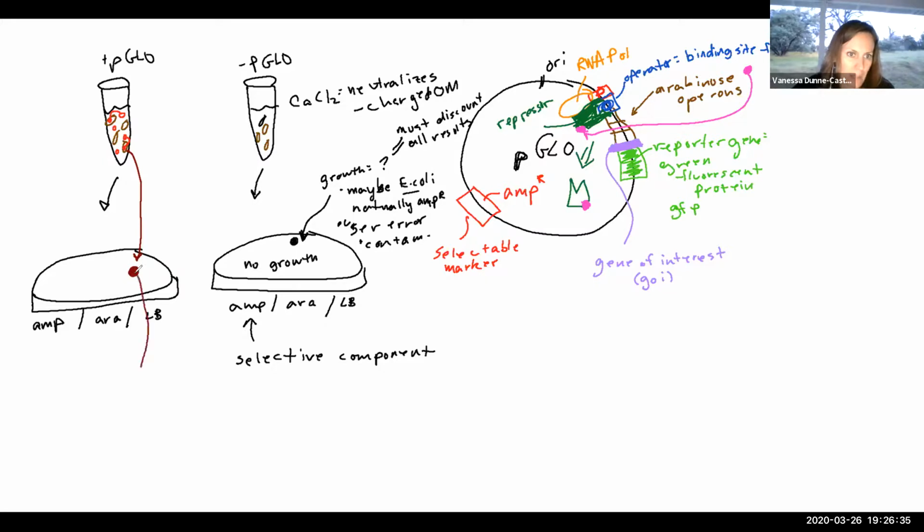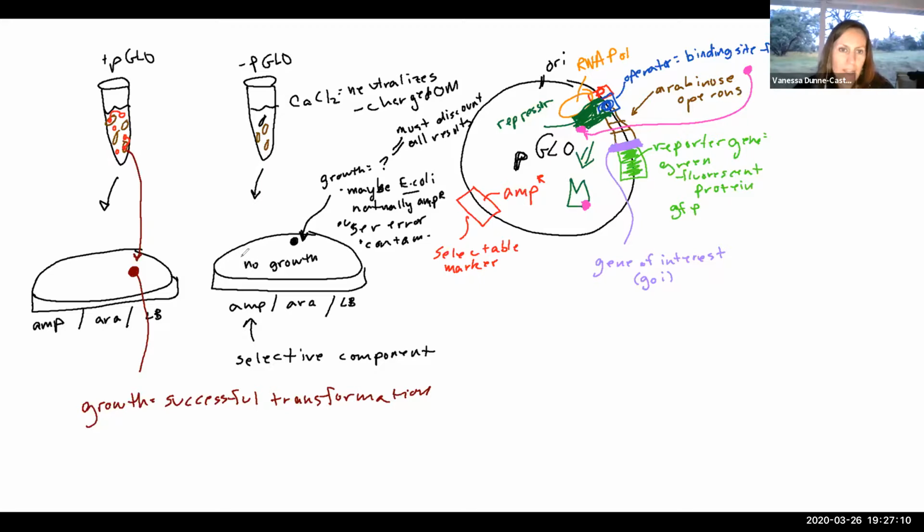So for the positive plate, growth is equal to ampicillin resistance, which they gain only by the incorporation of that plasmid. Therefore, growth is equal to successful transformation. Again, we know that because hopefully you saw there was no growth on the negative plate and there was growth on the positive plate, right?